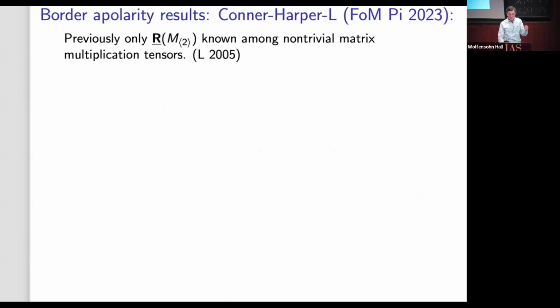So let's see. This paper finally got published. Previously, this problem had only been solved for 2x2 matrix multiplication. So then we solved it. Well, your matrices don't have to be square. They could be rectangular. So let's go up as slowly as we can. So we were able to solve the next case.